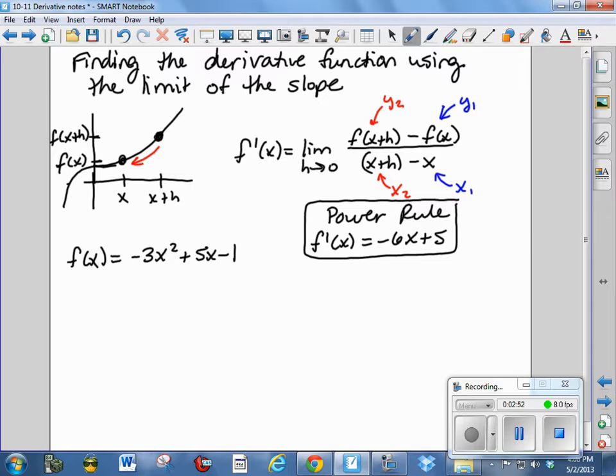Now, in order to use this formula, I have an f of x. That's this whole function right here that I can substitute in for f of x. But I also need to be able to substitute something in for f of x plus h. So let's write down what f of x plus h is. To find f of x plus h, I merely substitute x plus h every place there is an x. So we have negative 3 times x plus h squared plus 5 times x plus h minus 1. And we're going to substitute that in for y2 in our formula.